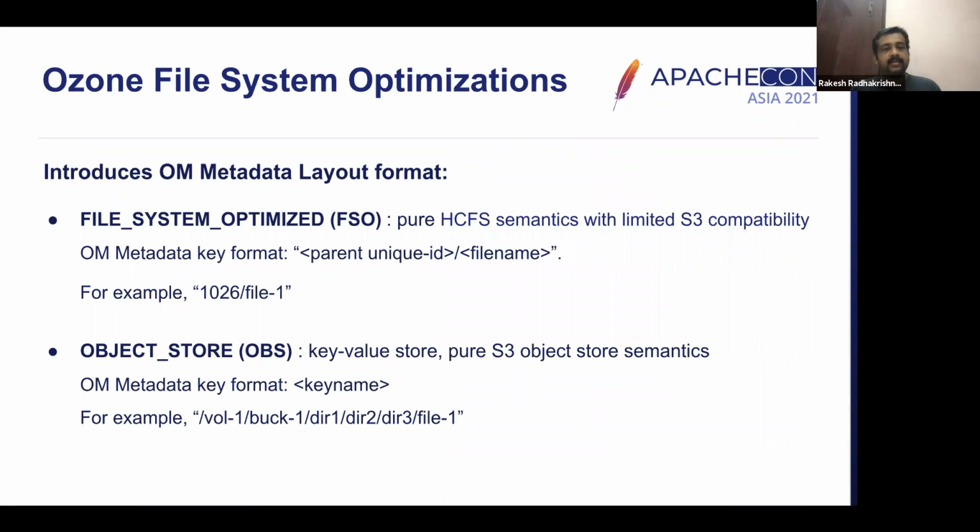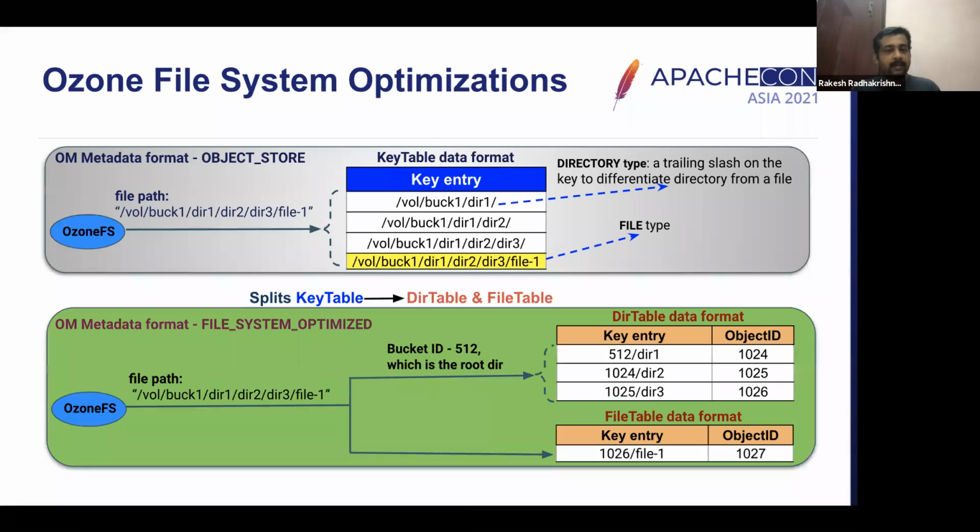Now comes the Ozone file system optimization work that we have done. We have introduced a metadata layout format. There are two formats we have introduced. One is the file system optimized format, which is purely HCFS semantics with limited S3 compatibility. The second one is the object store format, which is the traditional key value store format with pure S3 object store semantics. I'll talk about the internals of this in the next slides.